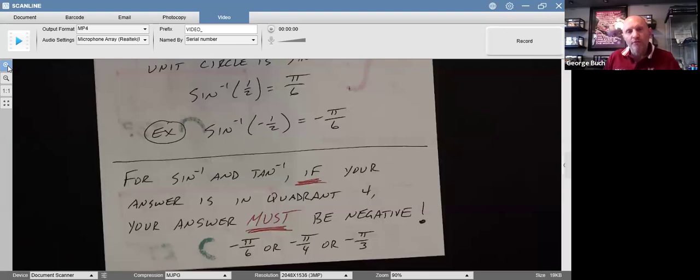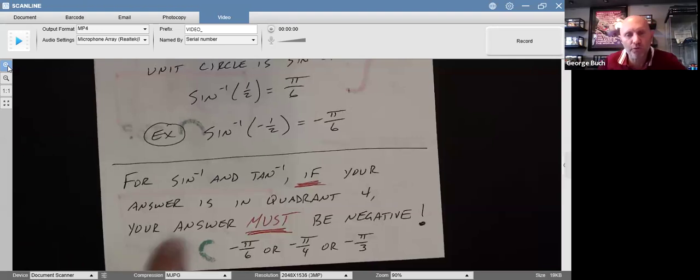So that's it. That is our inverse trig function method to solve these problems. We're just going to use that question every single time, and that should lead us to the right answer. The only thing we have to be careful about is this guy here: if you're in quadrant 4, your answer has to be negative.